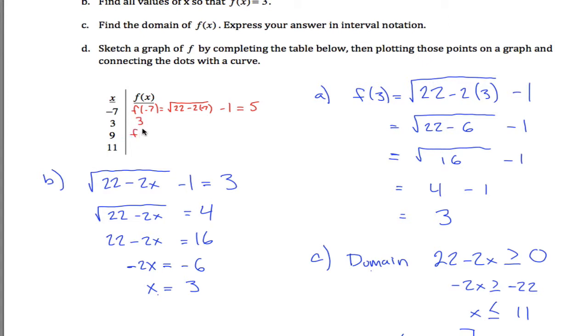f of 9, similar: square root of 22 minus 2 times 9, minus 1. 2 times 9 is 18. 22 minus 18 is 4. The square root of 4 is 2. 2 minus 1 is 1. Again, you might want to show more work, but you don't have to. I don't really care. f of 11: the square root of 22 minus 2 times 11, minus 1. 2 times 11 is 22. 22 minus 22 is 0. The square root of 0 is 0. 0 minus 1 is negative 1.